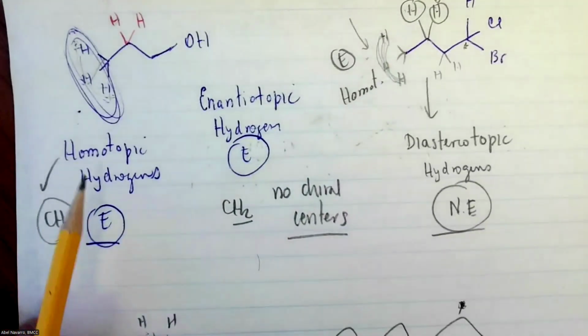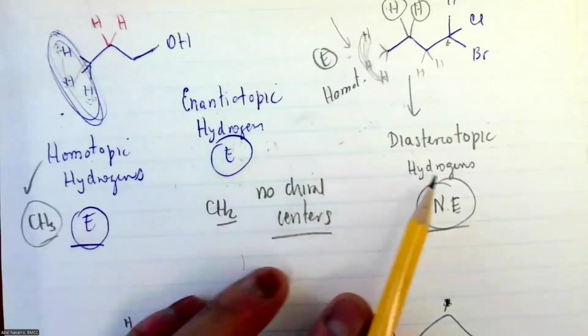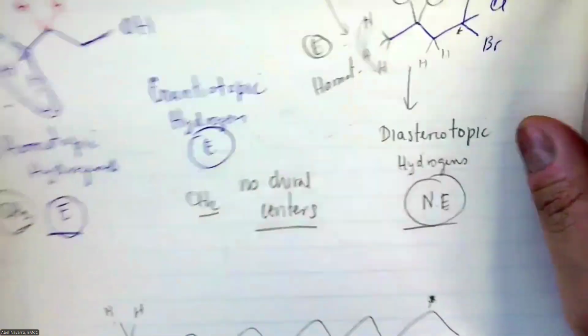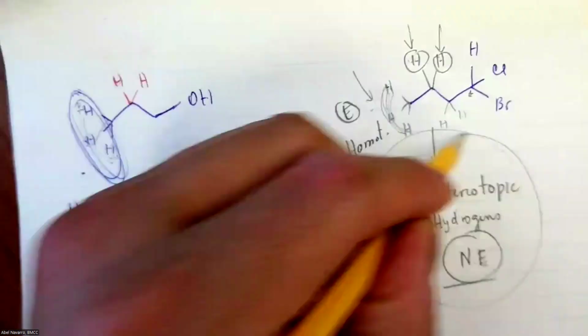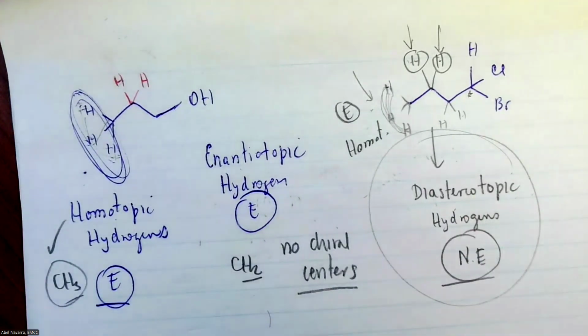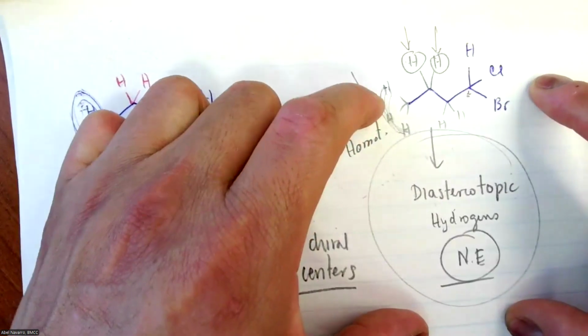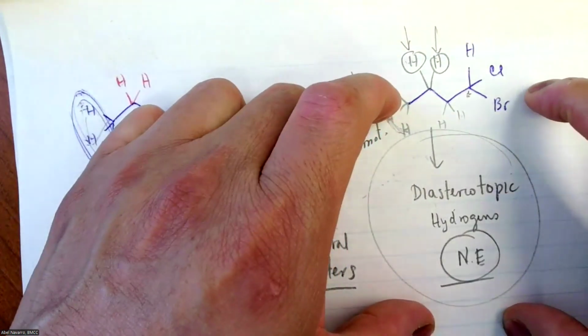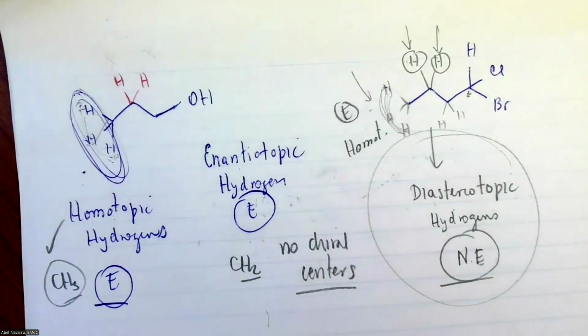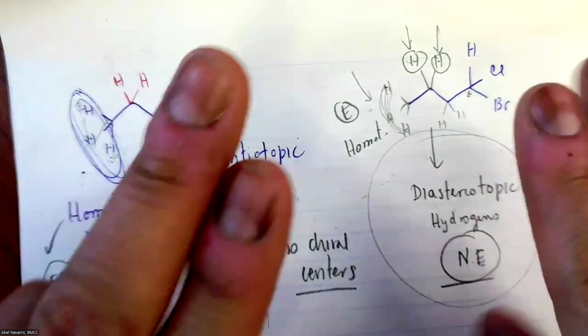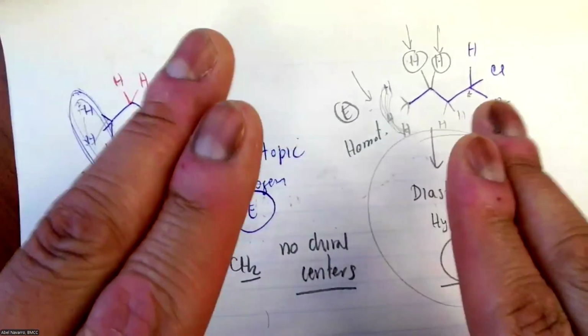Okay, so homotopic hydrogens, enantiotopic hydrogens, diastereotopic hydrogens. In my problems, quizzes, and exams, I will avoid these diastereotopic hydrogens, just to make it a little bit easier for you to do the analysis. But I still want you to be aware of their existence. I want you to know what a diastereotopic hydrogen is and why they create two different signals. Once again, why? Because the chiral center creates a different environment.